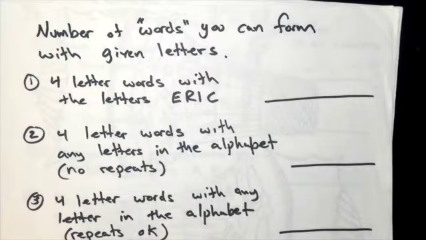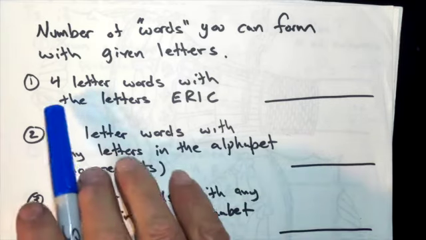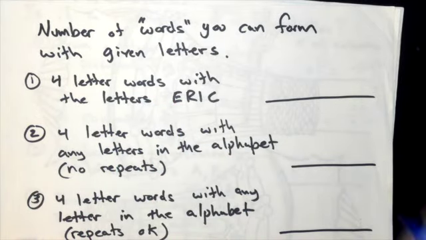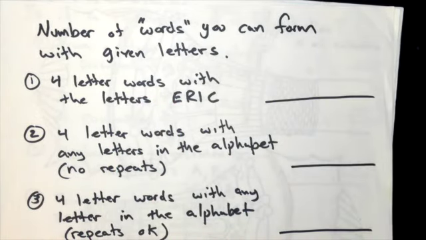Okay, back to the number of words you can form with given letters. Now this becomes pretty universal. We'll see how this applies to a lot of different things, but let's just talk about this. I'm going to look at how many words I can form with the given letters ERIC. Okay, so I'm just going to solve this. Would this be a permutation or a combination?